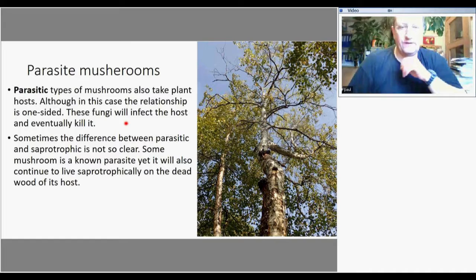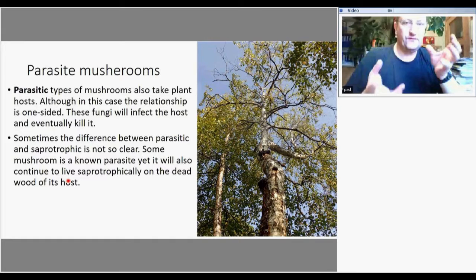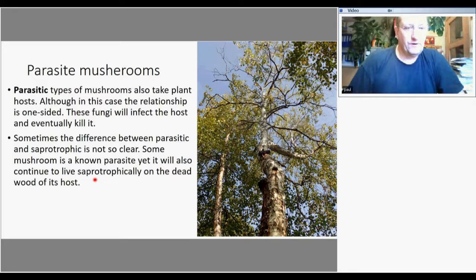The difference between these parasitic mushrooms and the saprophytic mushrooms is not so clear. Some of the parasitic mushrooms will also continue to eat the tree after the tree has died. So there can be both parasitic and saprophytic. If you look here, you see this black part there. That is actually one such parasitic mushroom.